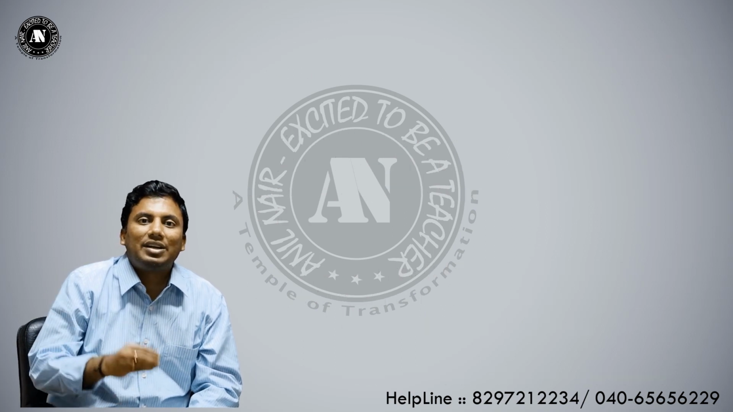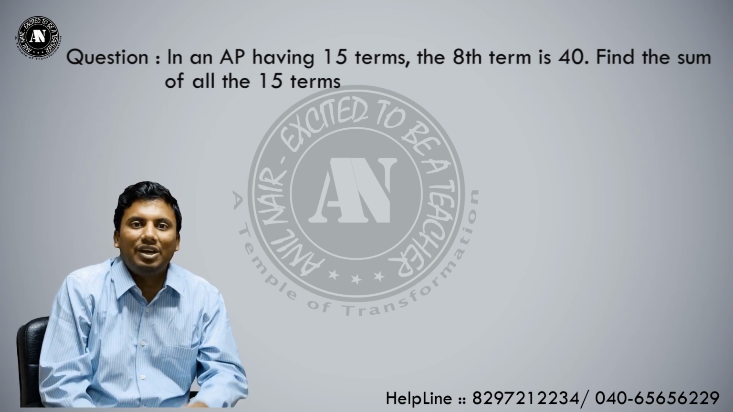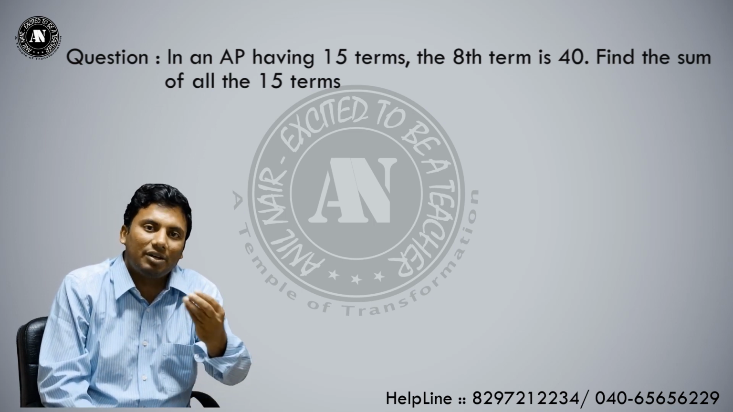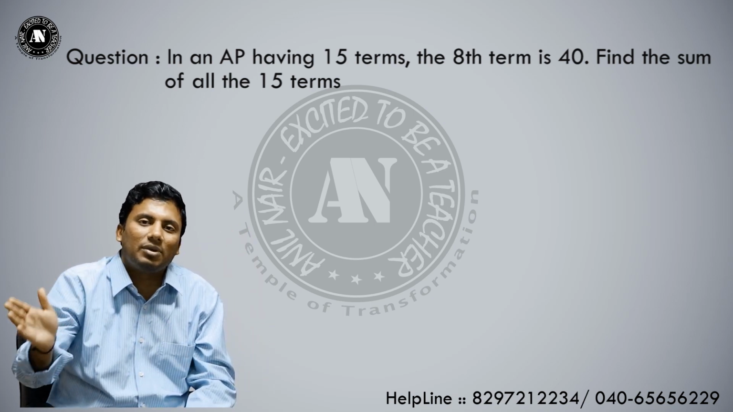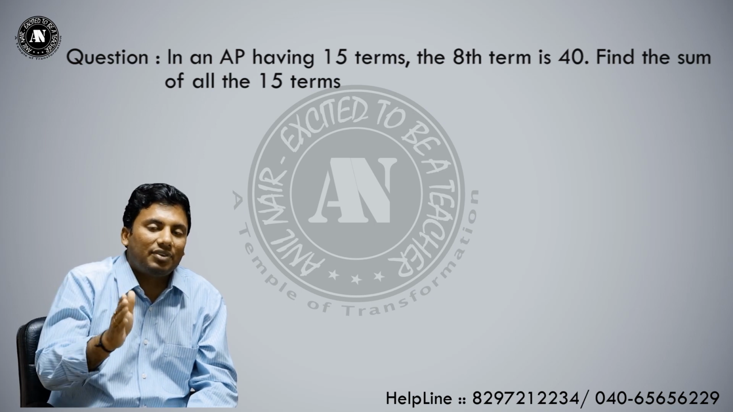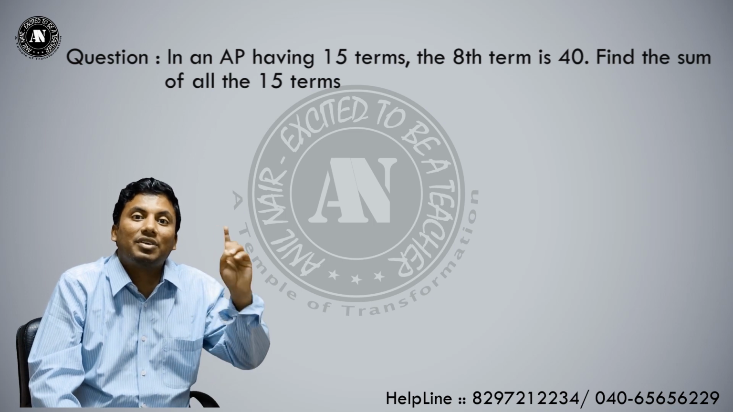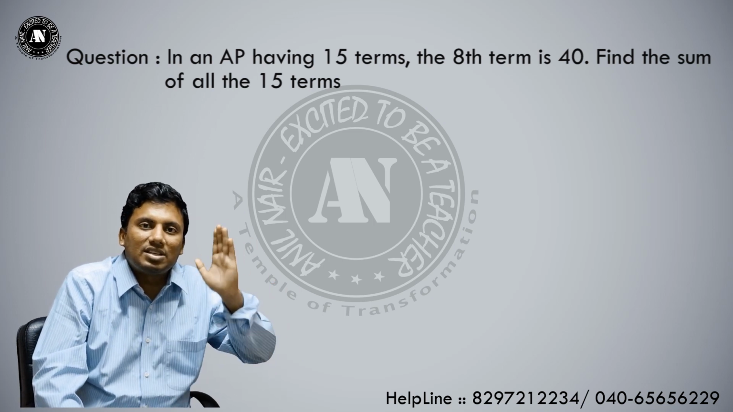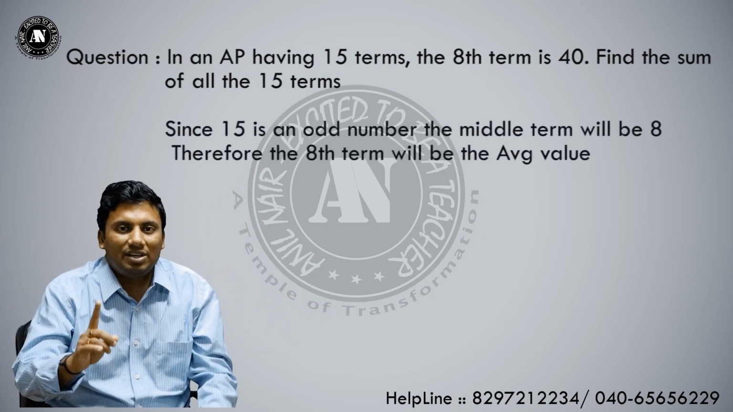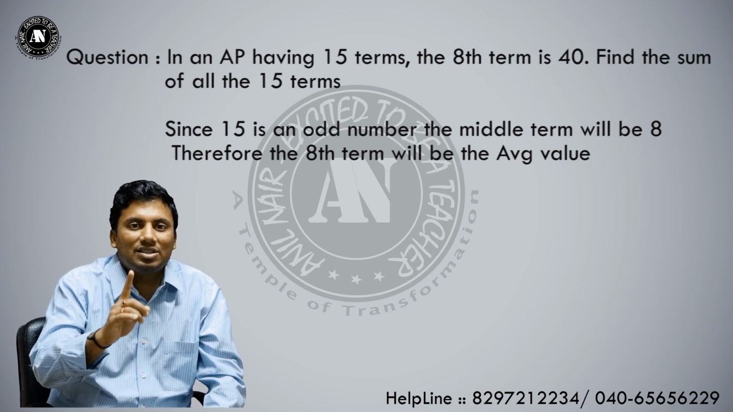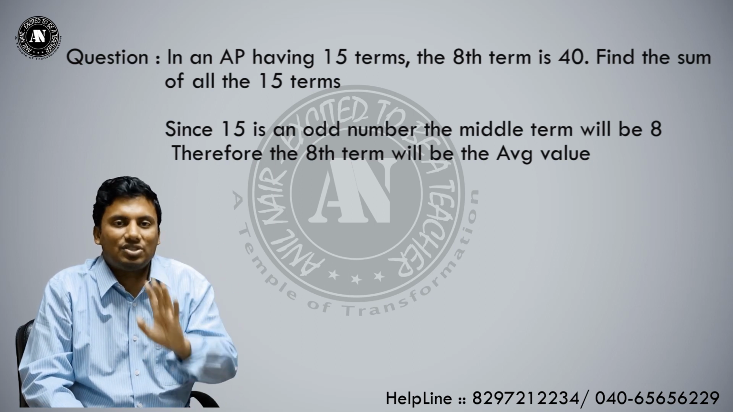Another question. T8, the 8th term in an arithmetic progression, is 40. We need to find out the total sum of 15 terms. One method is to use Tn and Sn, another logical method with T8 and S15. Ask yourself this question, why is he asking us to find the sum of 15 terms? 15 terms, 7 terms to the left, 7 terms to the right. What is the middle term? T8. Middle term can also be the average if the number of terms are odd. So average is nothing but T8.